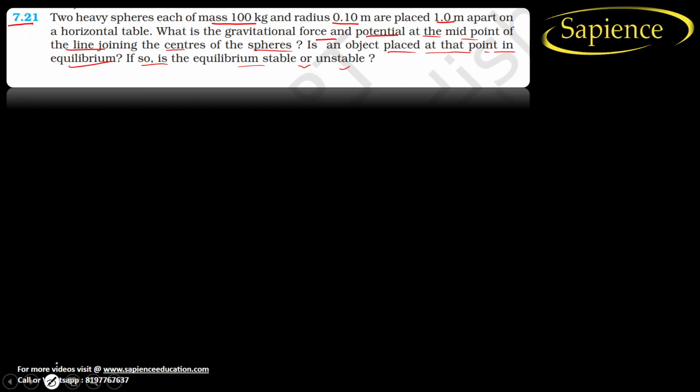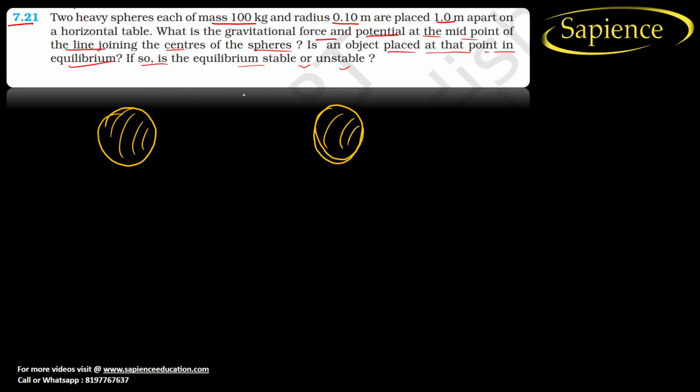Now we need to think about the situation. There are two heavy spheres, each of mass 100 kg. So let us draw this as mass 1, which has a mass of 100 kg, and there is another identical sphere of mass 100 kg. They have a radius of 0.1 meter and are placed 1 meter apart. So the distance between their centers is how much? The distance between the centers is 1 meter. I hope you have understood this.